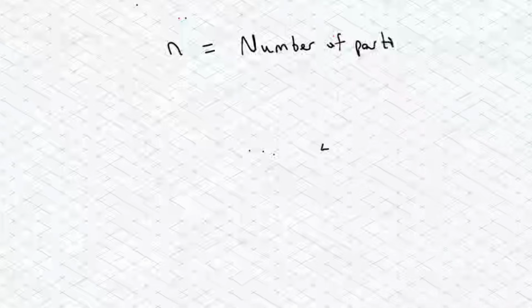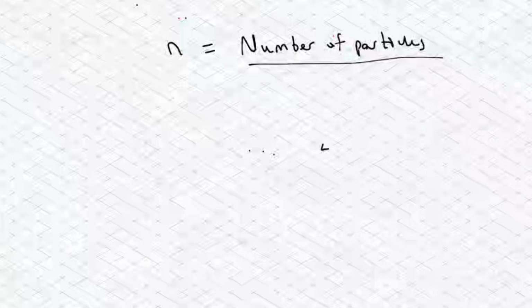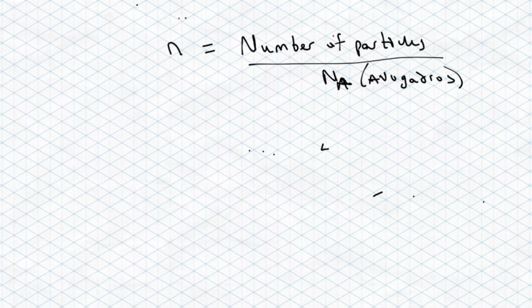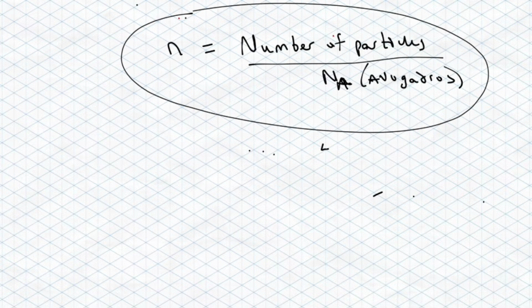The formula is basically number of mole equals number of particles over Na. This Na is basically Avogadro's number. So if you are with the jotter, kindly jot down this formula now. Number of mole is equal to number of particles over Avogadro's number. So it's very, very straightforward.